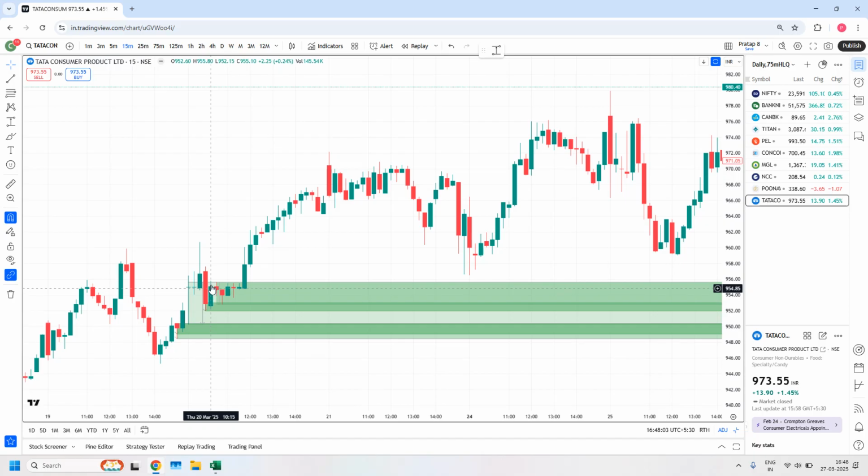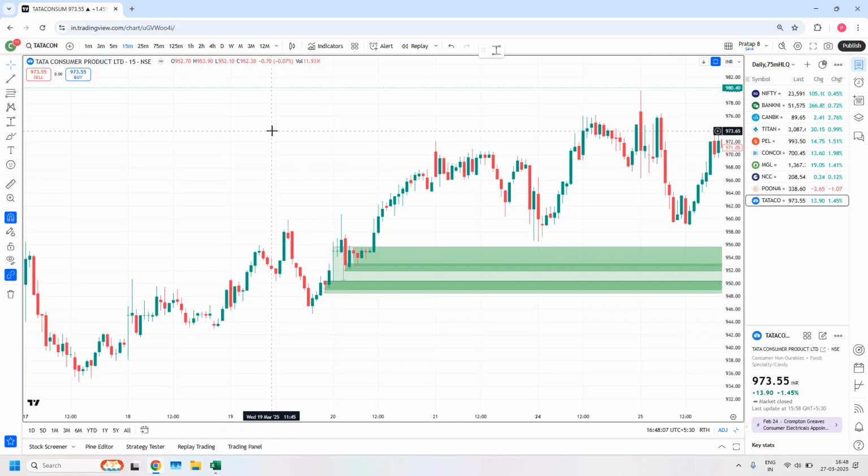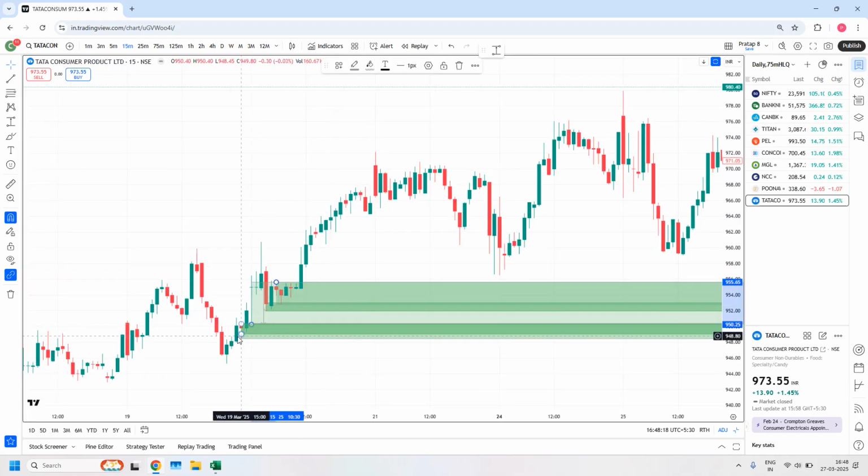See, here we have a rally candle. You have 1, 2, 3, 4, 5 base candles and a rally candle. Rally, base, rally. And within this 15 minutes, not only that, there is one more 15 at the distal line. See, rally, base, rally. This is the origin.